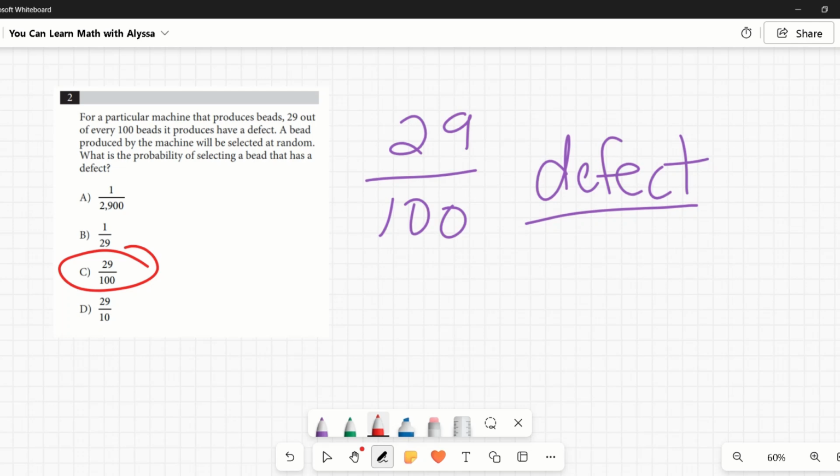Another thing to look out for is they might say, which of them does not have a defect? And you'd be looking for 100 minus 29, which would be 71 out of 100 would be your odds for that. Look out for those traps, but for this particular problem, they're being straightforward. It is just C, 29 out of 100.